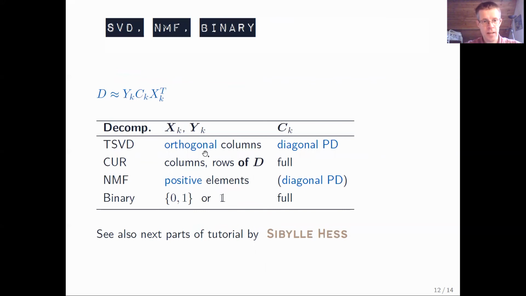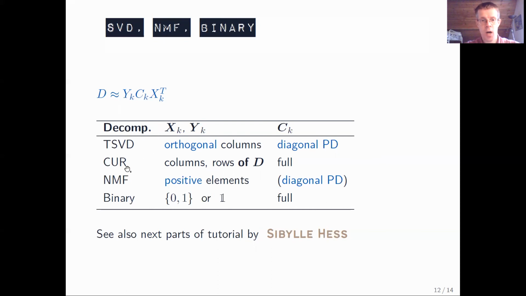So we have here now this data matrix, and Sibyl will talk a lot about these approximations. And we have seen that the TSVD, truncated SVD, and this truncated PCA, coming from statistics, has these orthogonal columns and a diagonal positive definite middle matrix.